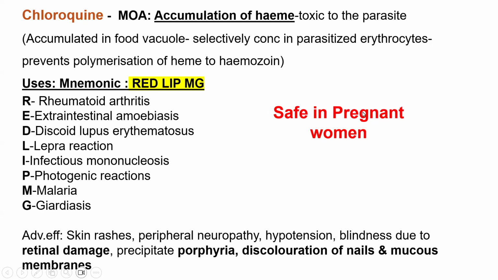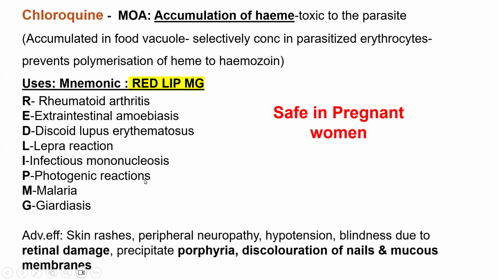And remember, it is safe in pregnancy. Chloroquine is safe in pregnancy. And regarding adverse effects, in addition to rashes and everything, remember, the main adverse effect is retinal damage, blindness due to retinal damage, and it precipitates porphyria and causes discoloration of nails and mucous membrane. Remember, retinal damage is the main adverse effect for chloroquine.